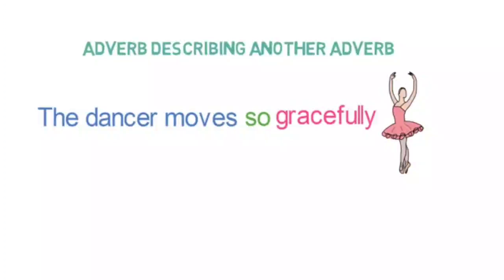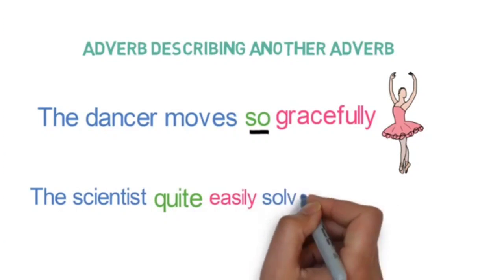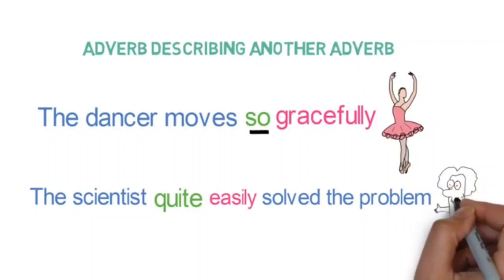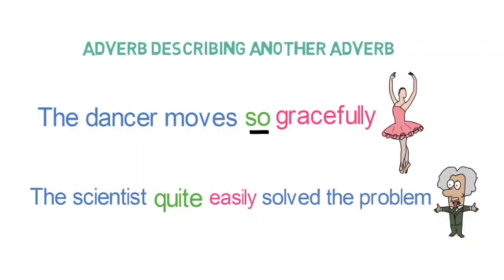But the word so here describes the intensity of the word gracefully, and thus so describes the adverb. The scientist quite easily solved the problem. Here, easily describes the action of solving the problem, so it is an adverb. But the word quite is used here to describe the adverb easily. So quite is an adverb here, and is actually describing another adverb, easily.